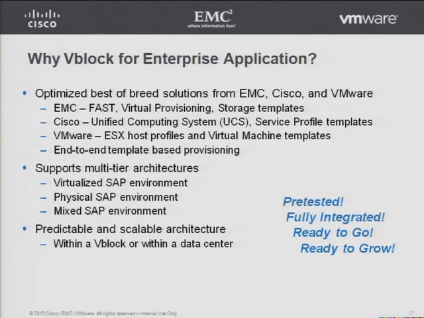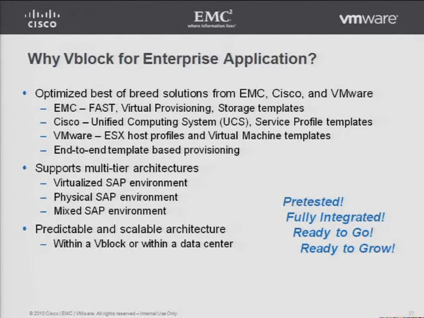The key value proposition about Vblock is that all three companies combined come up with standardized components. EMC has its FAST technology that I just mentioned. It has its virtual thin provisioning technology together with storage templates for the Symmetrix VMAX. On the Cisco side, the Cisco UCS has service template profiles, which change the personality of your blade on the fly, on demand. And from VMware, you've got the ESX host profile together with virtual machine templates. All this together gives you the capability to conduct end-to-end template-based provisioning using EMC Ionix Unified Infrastructure Manager.